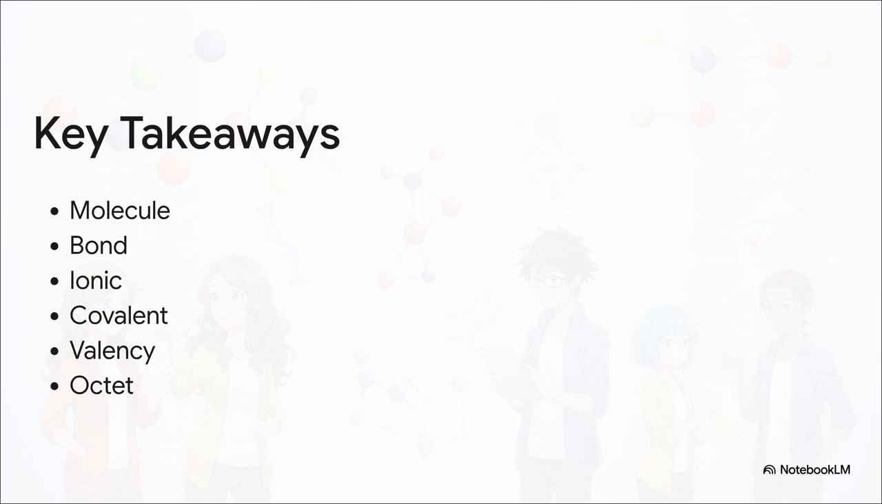Then we learned that the chemical bond is the force, that microscopic glue holding it all together. From there, we saw that atoms either use ionic bonds by transferring electrons or covalent bonds by sharing electrons. We also learned that valency dictates an atom's bonding capacity. And finally, we discovered the grand atomic motivation, the octet rule. Every single atom is basically just playing the game to reach that stable goal of 8 outer electrons.